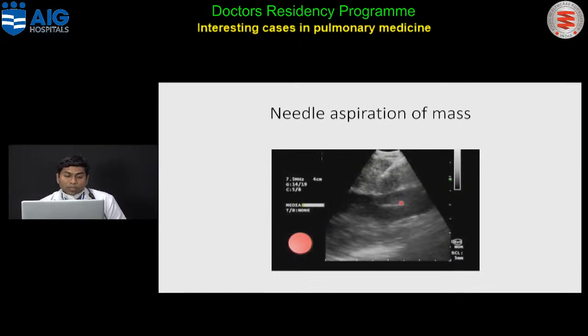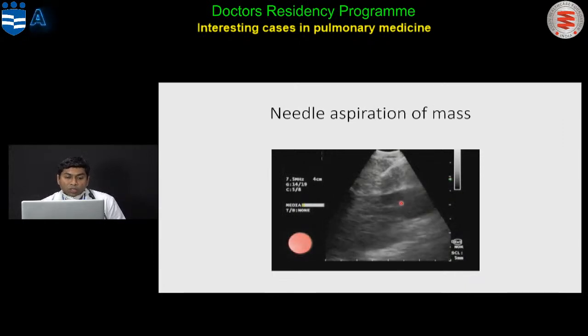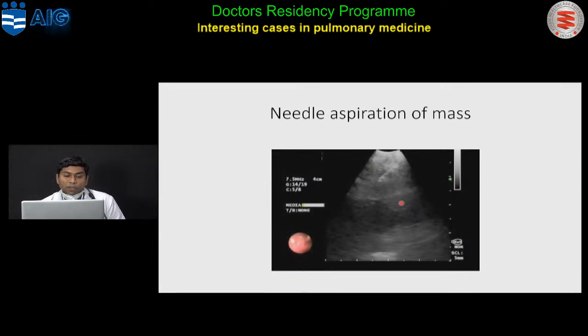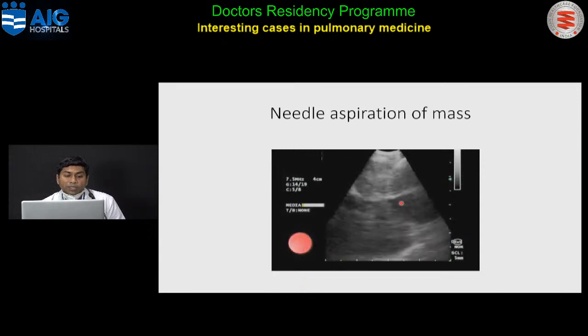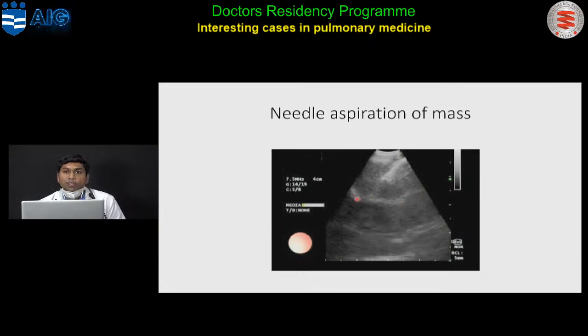One important thing to remember is EBUS has come in the last decade. In 2012, it was introduced. However, before the advent of EBUS, if we had any mediastinal lymph node or mass, the only approach for biopsy of these lesions used to be mediastinoscopy. However, after the advent of these EBUS guided procedures, now we can easily do it under guidance actually.